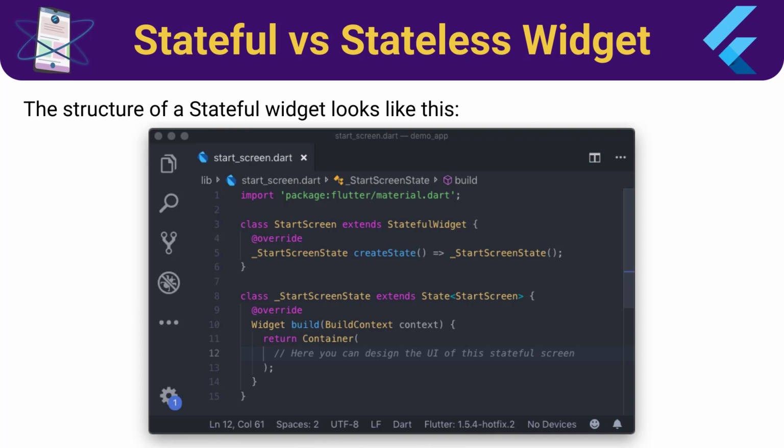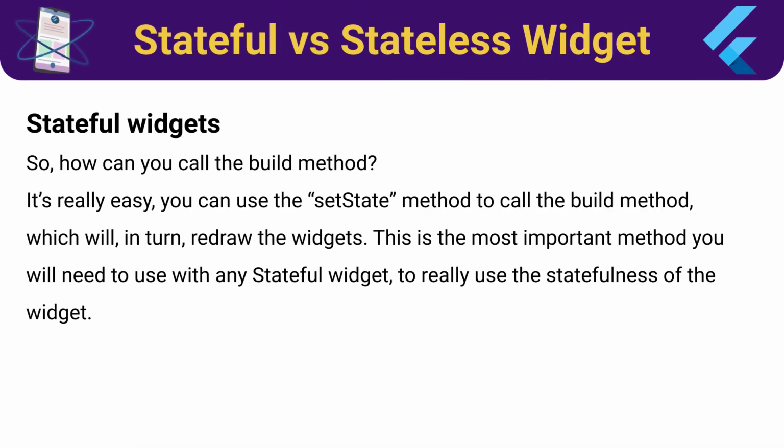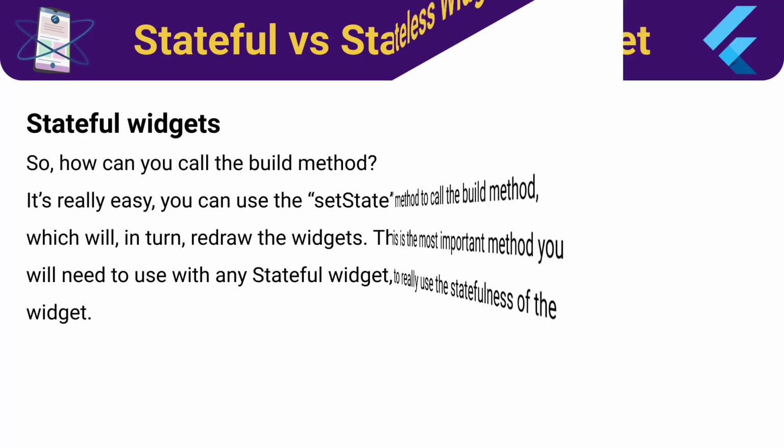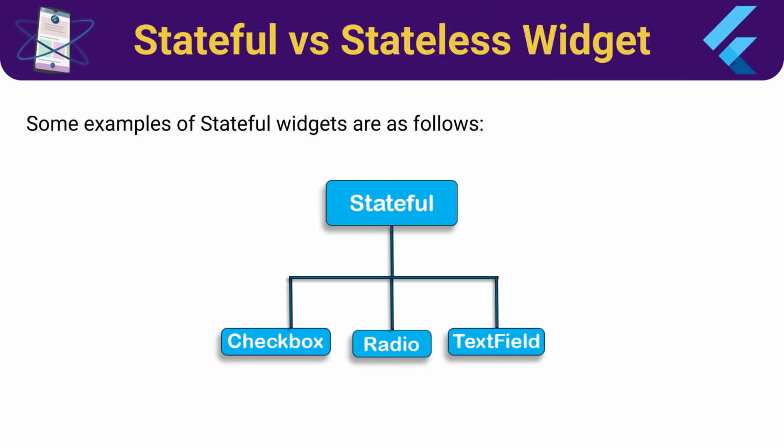As it is a stateful widget, you can call the build method any number of times, which will redraw the widgets on the screen. So, how can you call the build method? It's really easy. You can use the setState method to call the build method, which will, in turn, redraw the widgets. This is the most important method you will need to use with any stateful widget, to really use the statefulness of the widget. Some examples of stateful widgets are as follows.